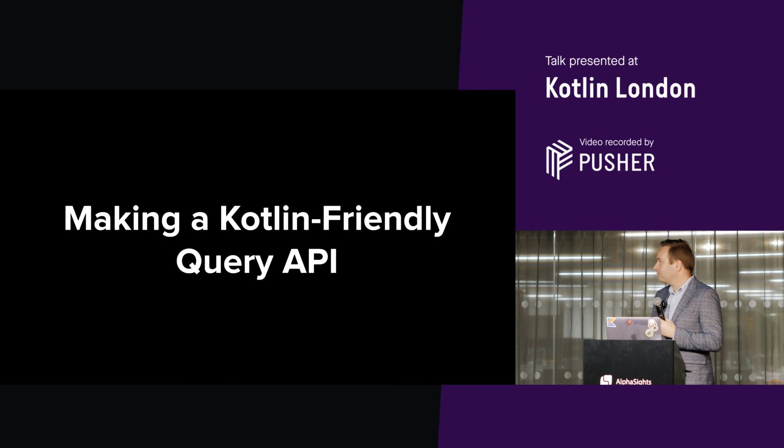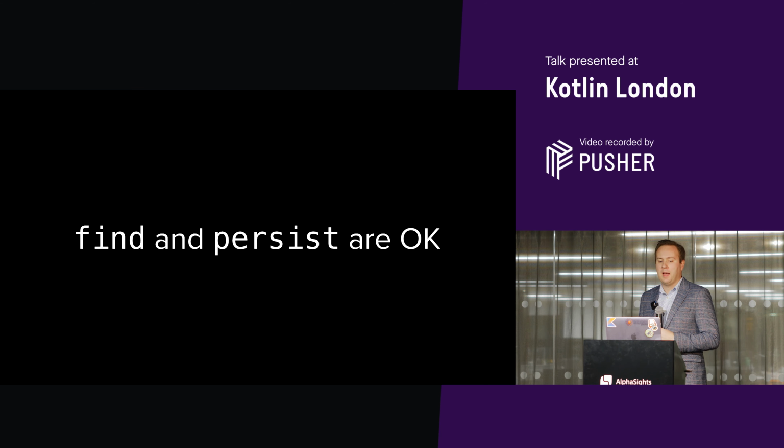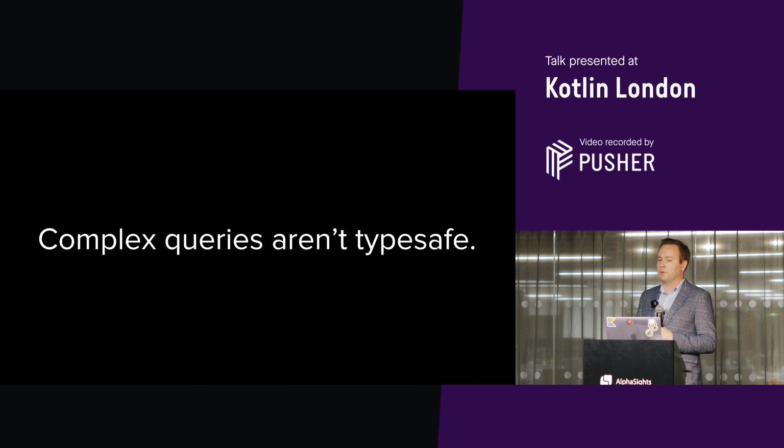So finally, let's talk about making our query API more Kotlin-friendly. As a reminder, we have find and persist. We've already sorted those things out. They're okay. They work fine. They're type safe. And now we have an API that makes transaction boundaries clear, so we can't use it incorrectly for the most part. But if we wanted to expose the rest of EntityManager through this method, we'd still end up with these non-type safe complex queries.